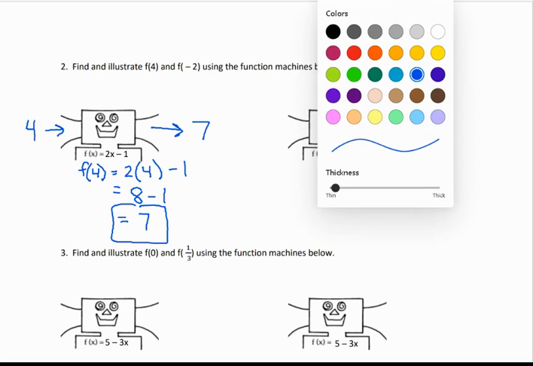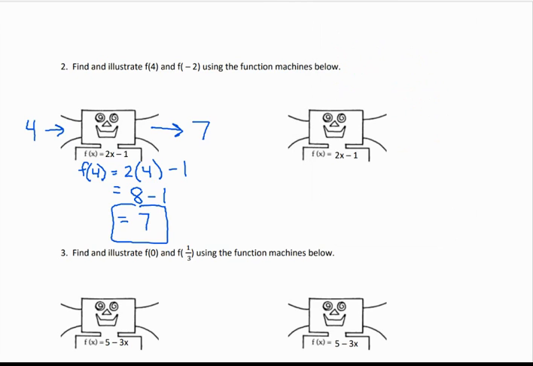Here's what I'd like you guys to do: find f of negative 2 now. I'll start it off. We're plugging in a negative 2 for x. I want you to simplify, and in the private chat, tell me what you get as that output value. Go.